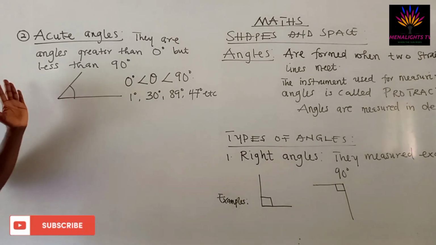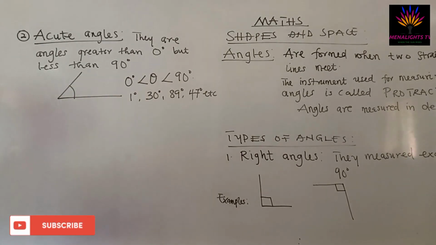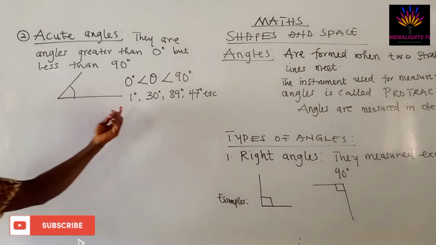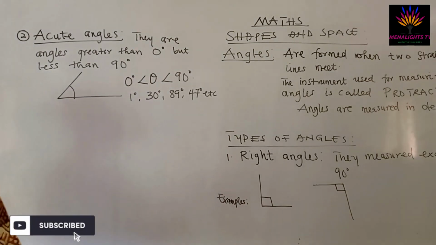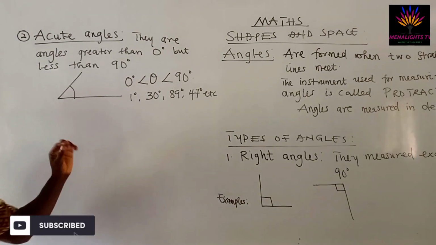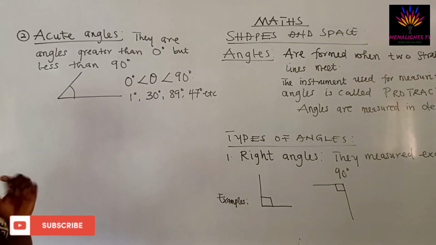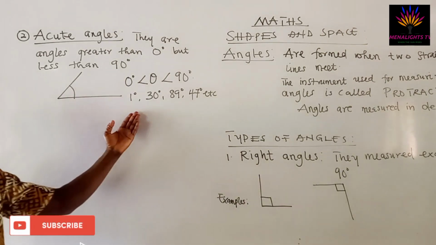The second type of angle is acute angles. These angles are greater than 0 degrees but less than 90 degrees. An angle that falls between 0 and 90, we call an acute angle. Examples are 1 degree, 30 degrees, 89 degrees, 47 degrees, and so on and so forth. These angles are less than 90 degrees, so we call them acute angles.